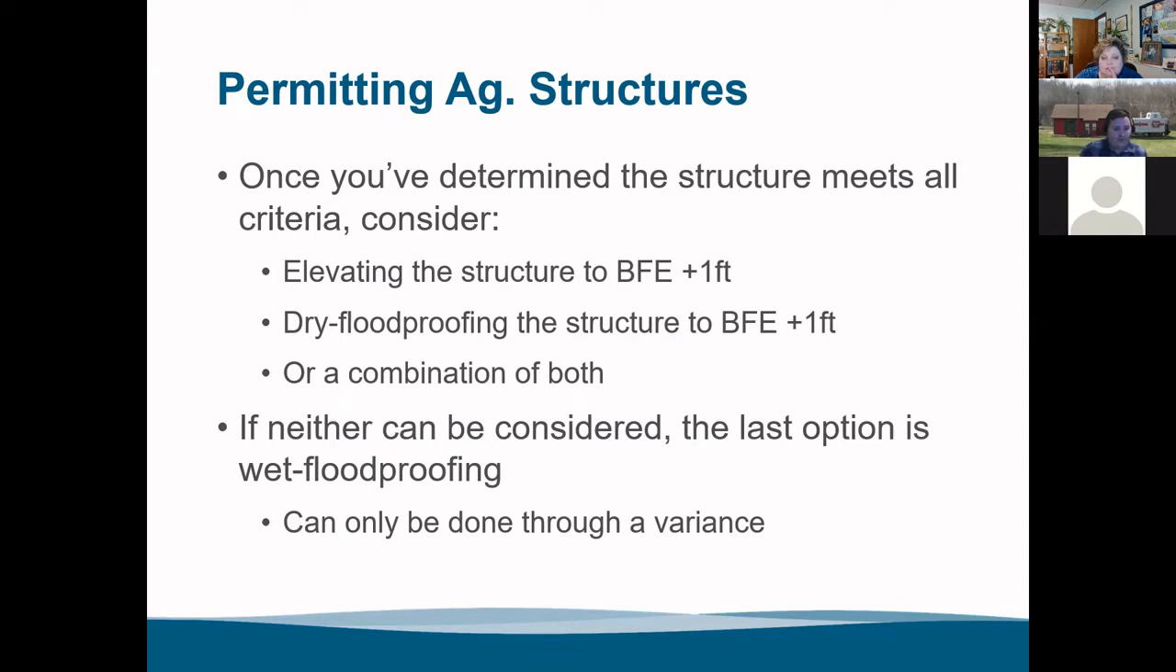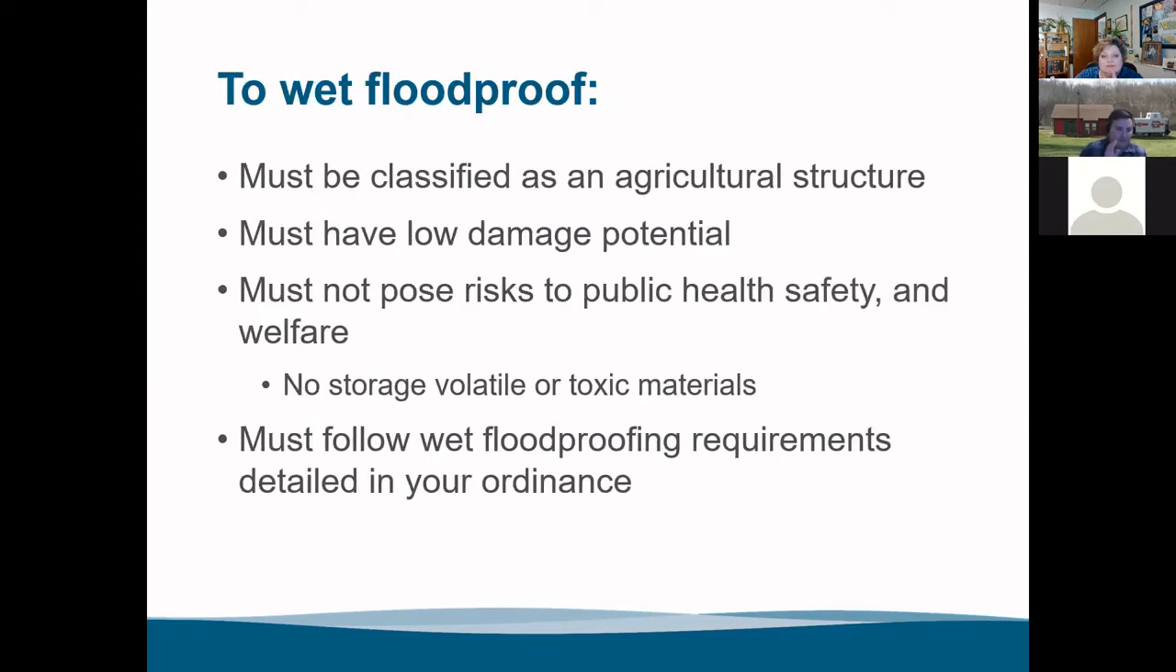It's important to remember that when you're wet flood proofing, you're allowing water to pass through the structure. And so if you're going to be wet flood proofing this structure, again, it has to be classified as an agricultural structure, right? It cannot be mixed use. It can't have multiple uses. It can't have human habitants inside. It has to be an agricultural structure only. It also must have low damage potential. And we talked about that before, where you're recognizing what this structure is for and that it's not an extensive cost to the individual who's building it. It's low damage potential for structures, contents, material, and what the actual structure is being used for.